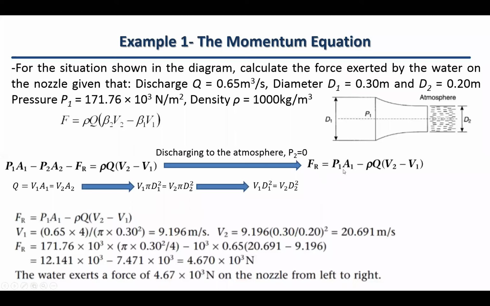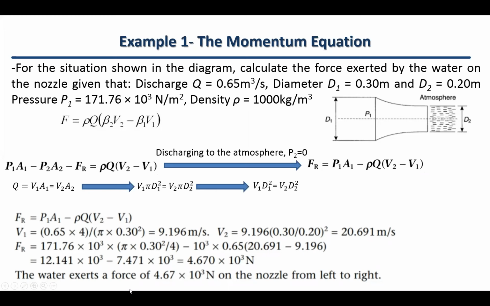We need to substitute everything in the top formula on the right-hand side. P1 A1, where A1 is pi times 0.3 squared over 4, minus rho Q, where rho is 1,000 times Q is 0.65, times V2 minus V1. V2 is 20.691, minus V1 which is 9.196. If you solve this equation, you can factor out a thousand. Finally, we have 4.67 thousand newtons. So that is FR.